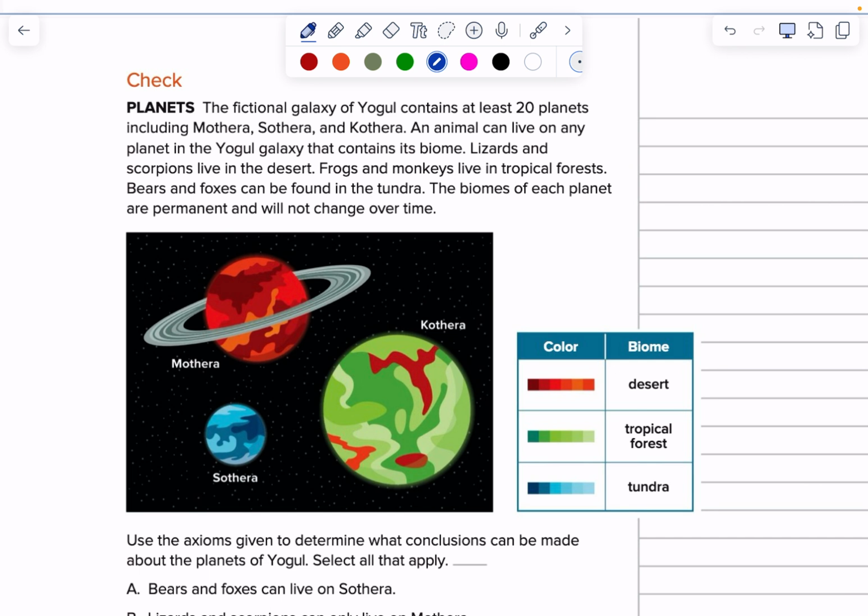This is all made up, by the way, just so you know. Don't go to your science teacher and be like, we learned about it. No, that's not a thing.